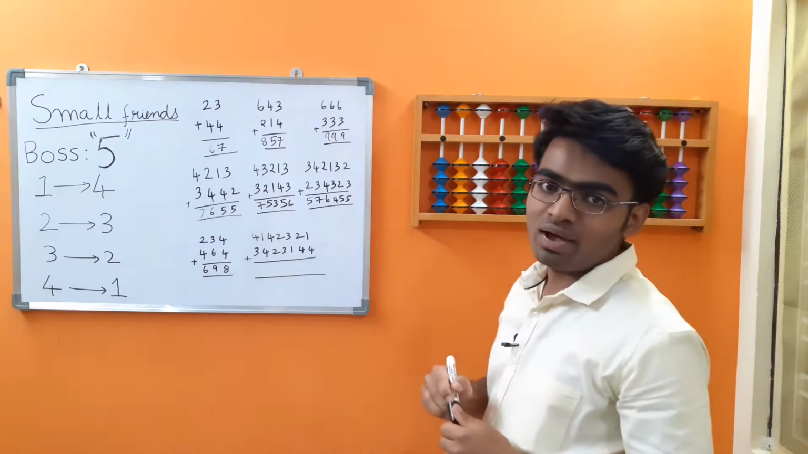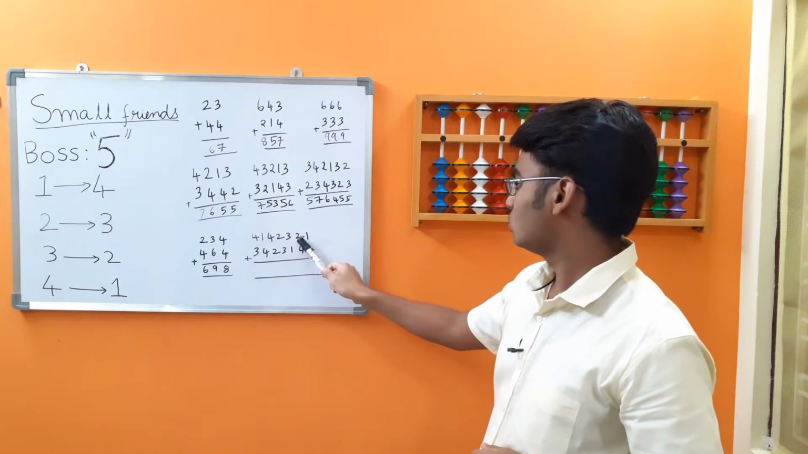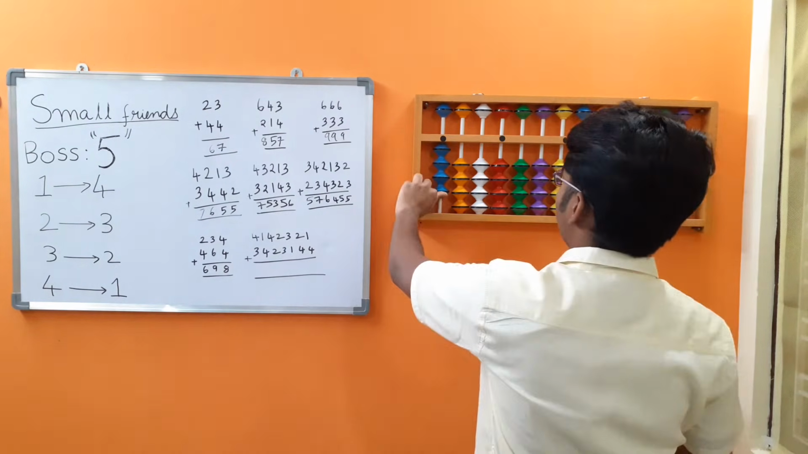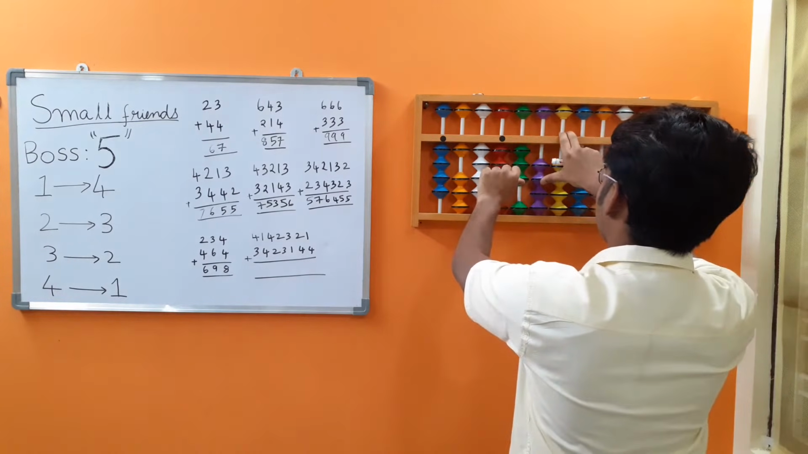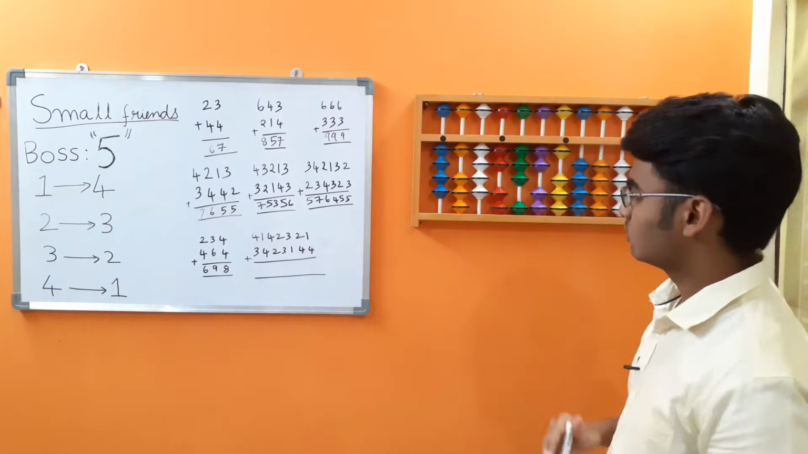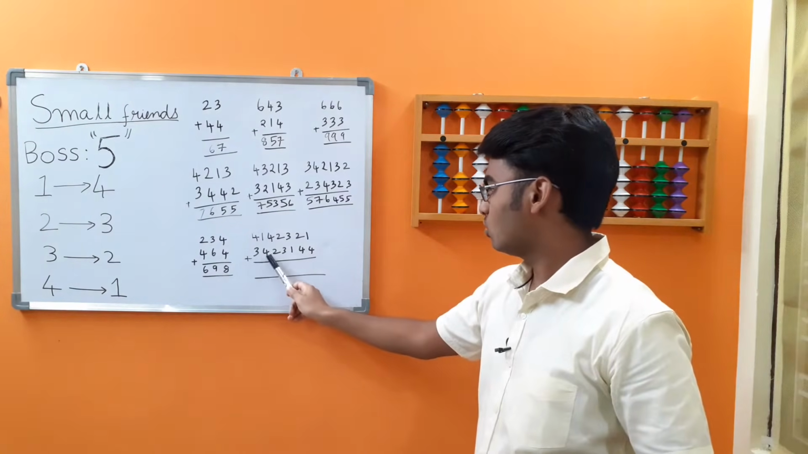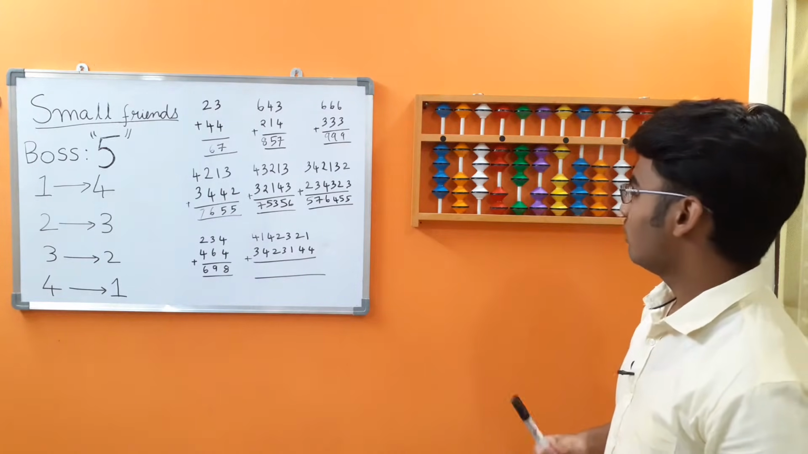Okay, let's use the abacus completely. 4, 1, 4, 2, 3, 2, 1. We have to add 3, 4, 2, 3, 1, 4, 4. Right? One number by one number.